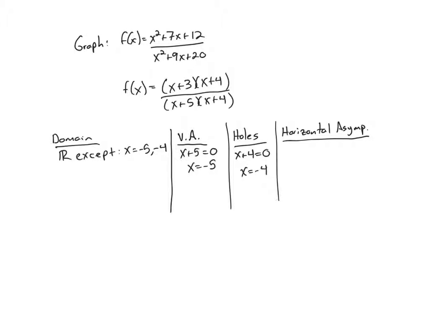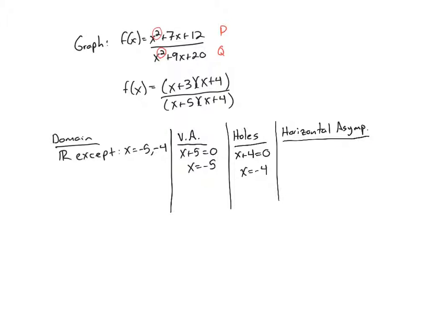Alright, now that I've found my vertical asymptotes and holes, now we've got to go after the horizontal asymptotes. So, in order to do that, the first thing I need to know is the degree of P and the degree of Q. P is the polynomial in the numerator, Q is the polynomial in the denominator. And when I talk about the degree of the polynomials, we're looking for the greatest exponents in each polynomial.